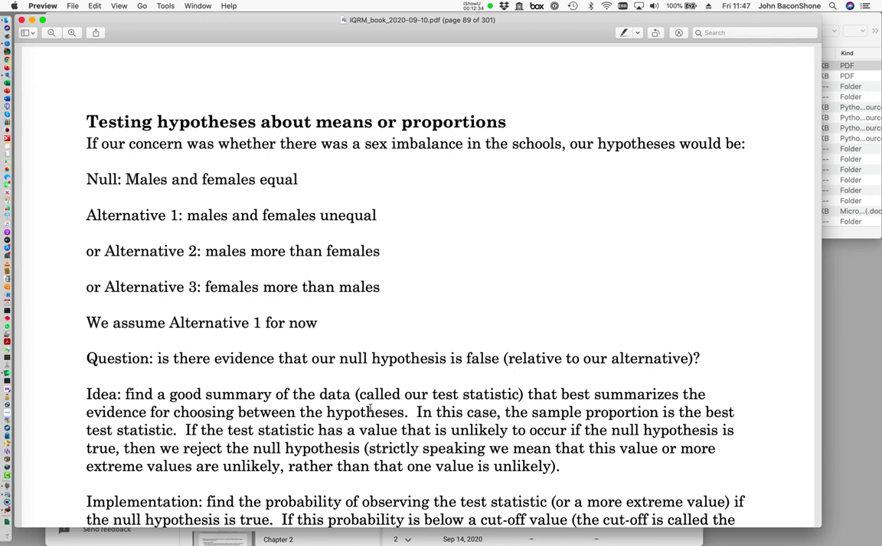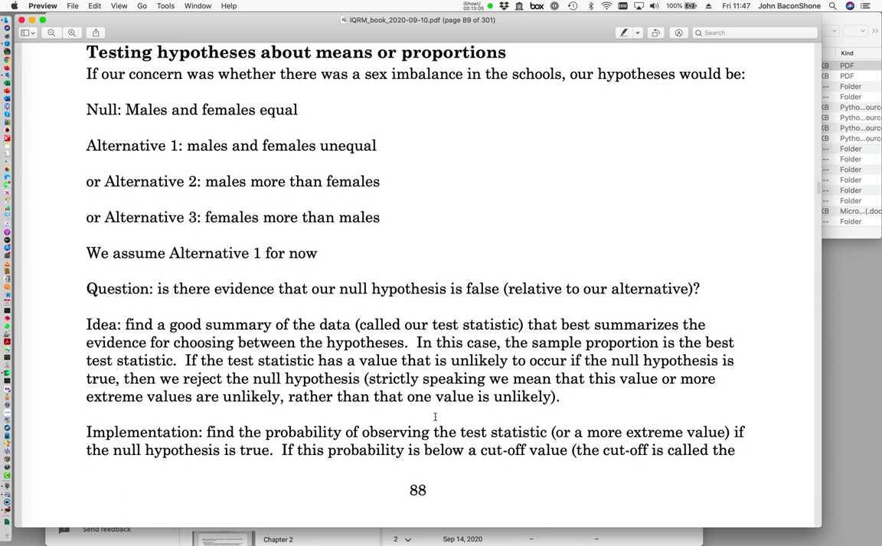So strictly speaking, nearly all values are unlikely to occur, right? Remember, if we have a sample of 1,000, there are 1,001 different possible sample proportions. So all of those sample proportions will be relatively unlikely. So actually what we mean is this value or more extreme values are unlikely, rather than just that one value is unlikely. So how do we implement this idea?